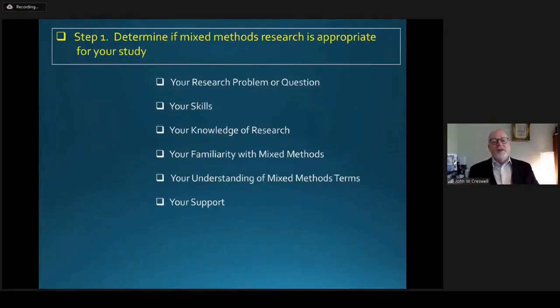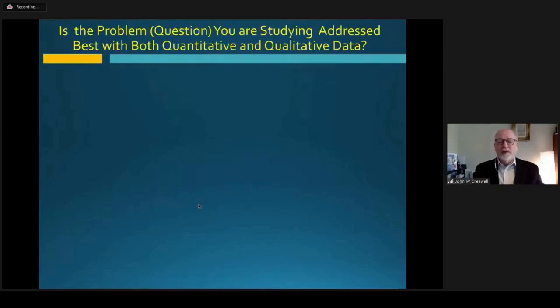I'm going to start with really the first question I need to ask you, and that is, is mixed methods an appropriate methodology or approach for your study? And I'm going to spend quite a bit of time on this step one. I'm going to talk in terms of your research problem or question, your skills, your knowledge of mixed methods research and research in general, your familiarity with mixed methods, understanding the mixed methods terms, and the support that you have.